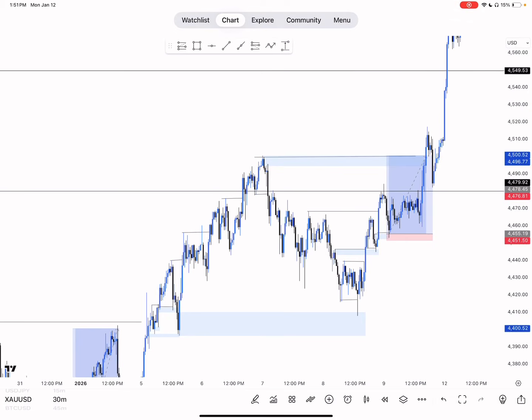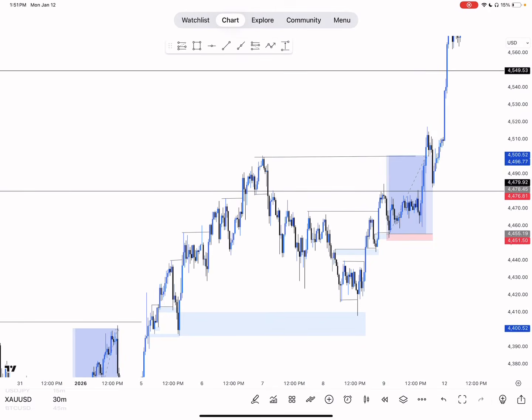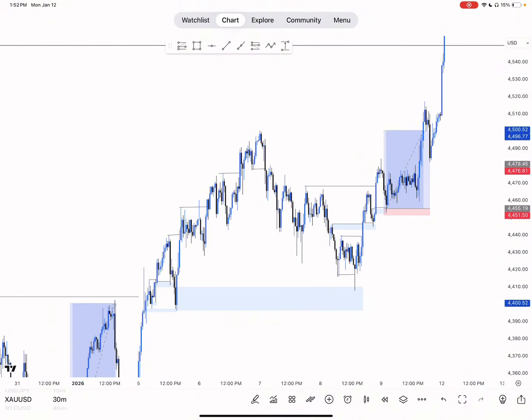You are not waiting for the real move. You are not understanding what the market is doing. So stop trading against the trend. Always follow the trend. Always try to understand what the trend is saying. That is going to help you.